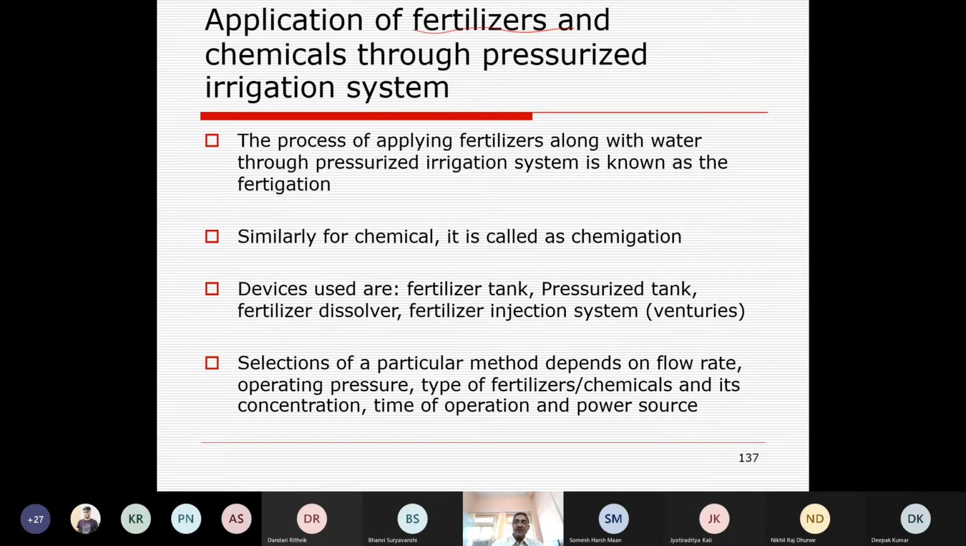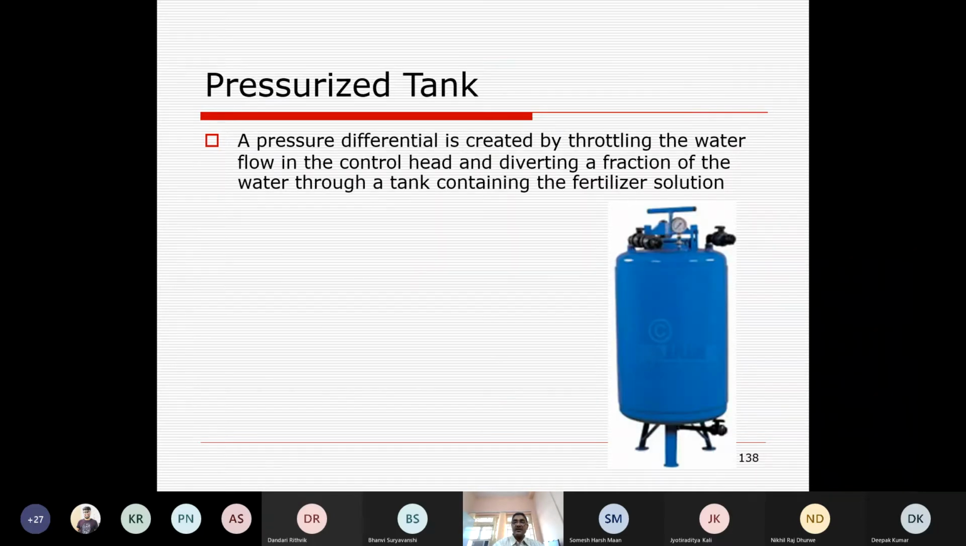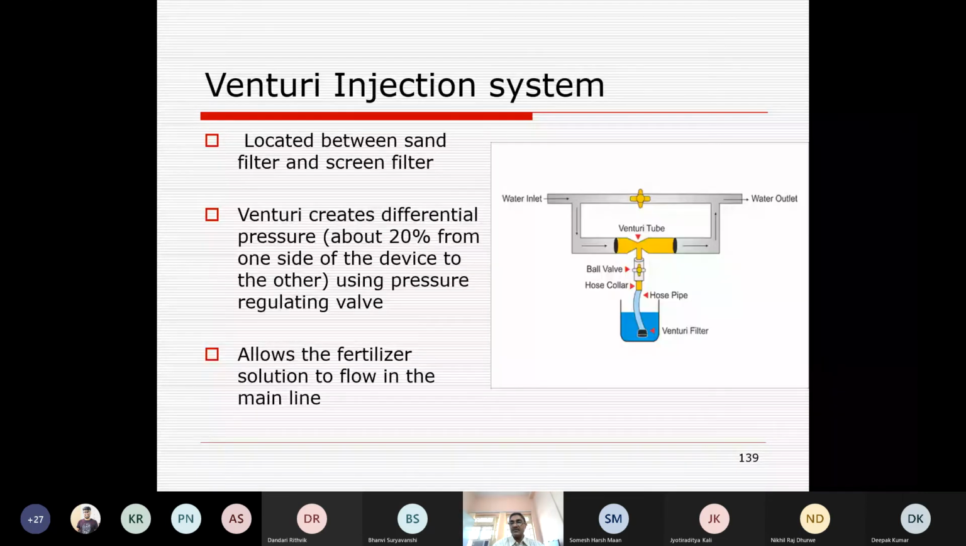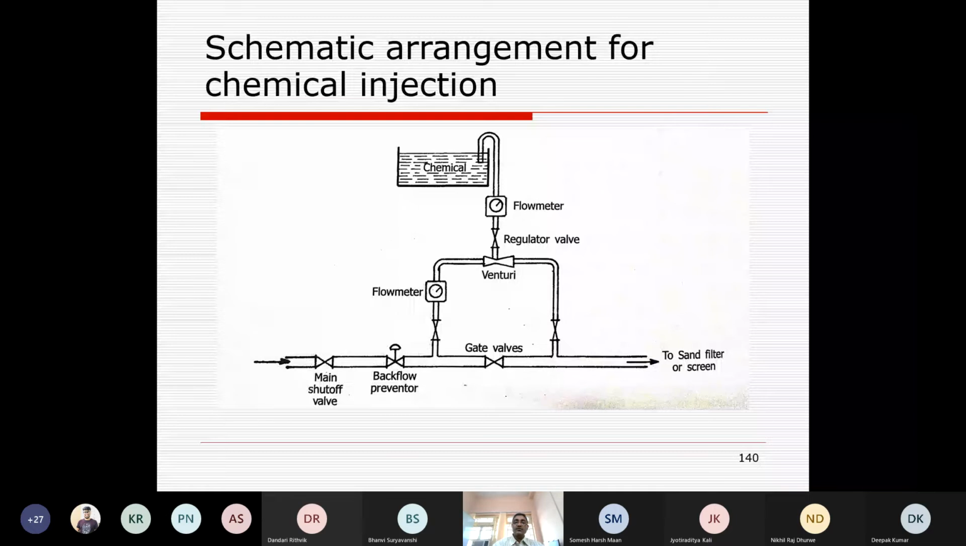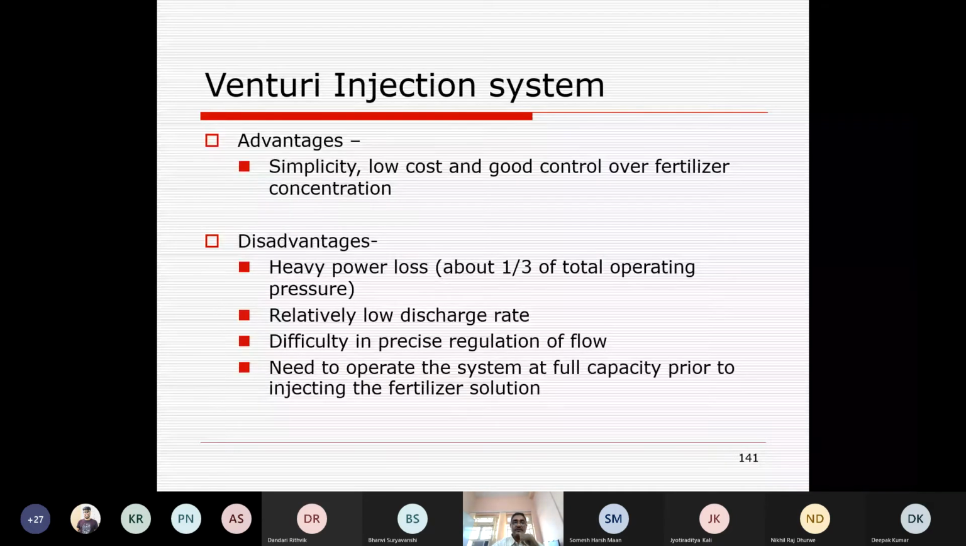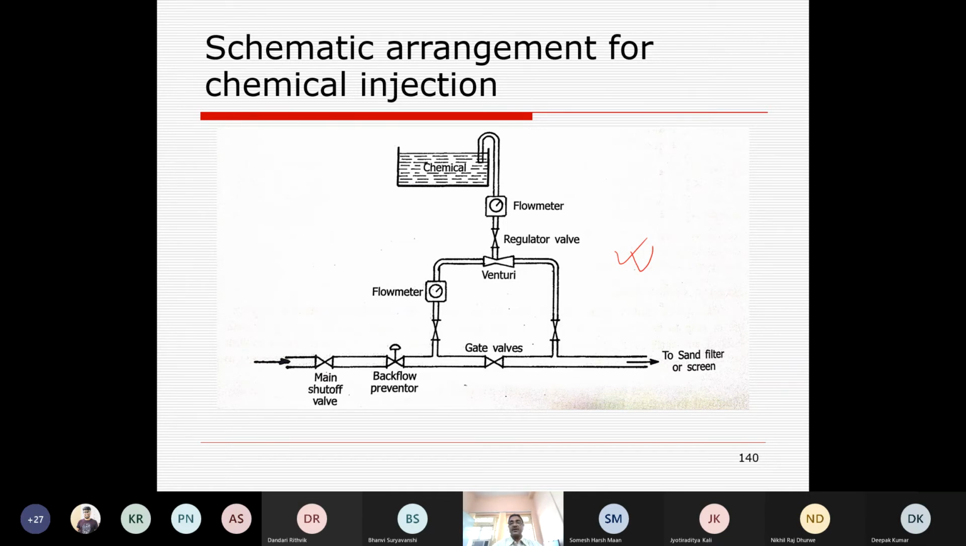For application of fertilizer, we use pressurized conditions. A venturi is used. We have a pressure tank where the fertilizer is stored, and the venturi is connected to the tank like this. Here the venturi has a control valve, and because of the pressure difference the fertilizer flows into the water supply line. This is the schematic arrangement for the venturi in the system. You can read the advantages and disadvantages of the venturi injector, and this is the end of the system design of drip irrigation. So you have learned sprinkler as well as drip irrigation, which come under pressurized irrigation systems.